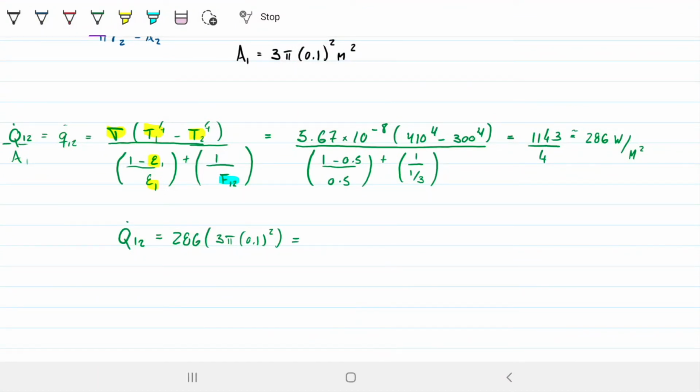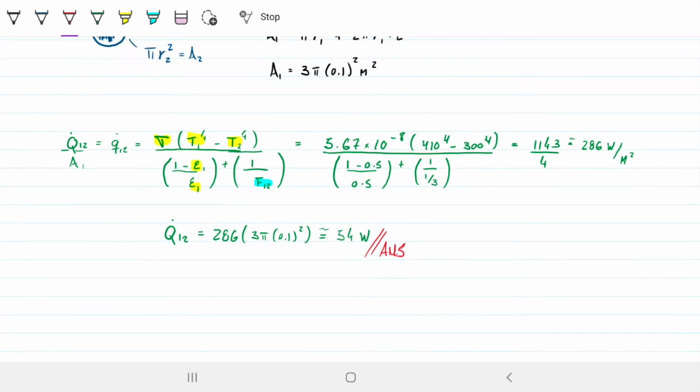Which gives me about 26.93. Let's go ahead and approximate that to 27. And now it's watts, not watts per square meter, because we're multiplying by square meters. So this is the answer for part B of the problem. Cool. All right. So what else?